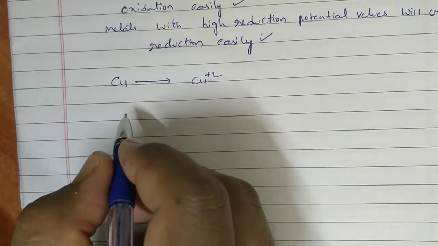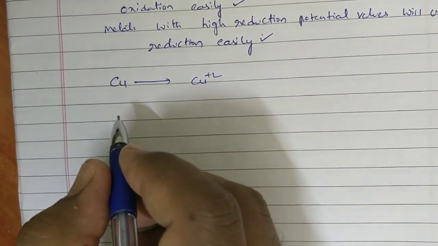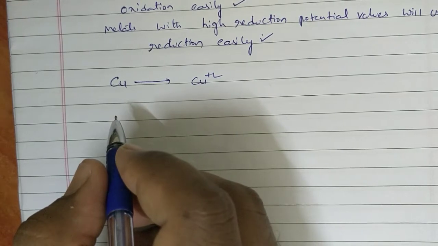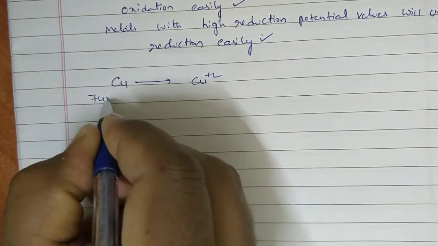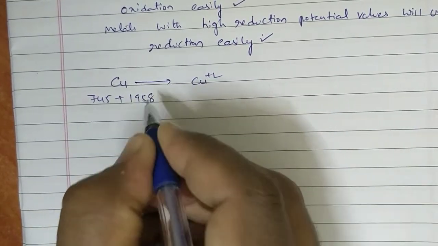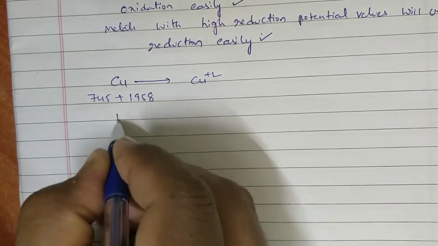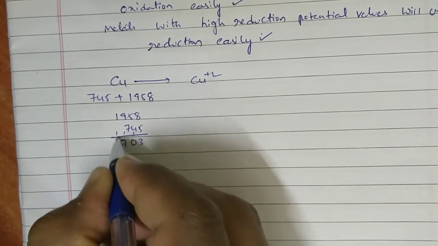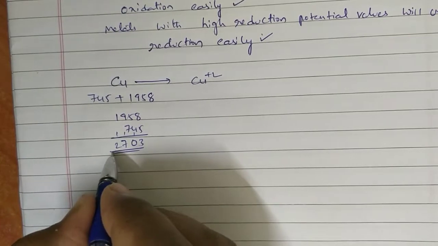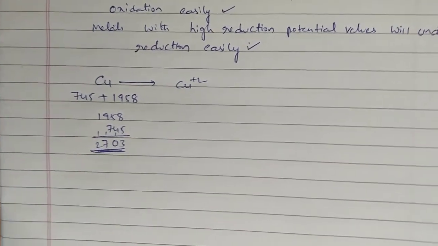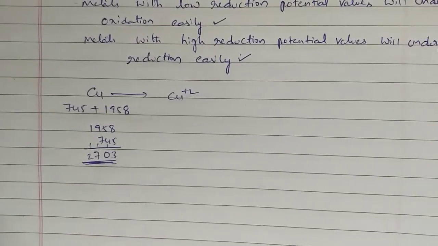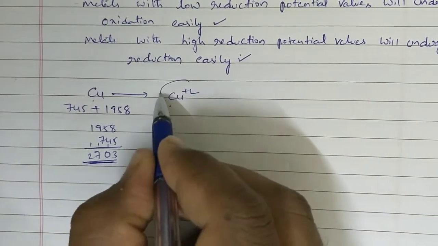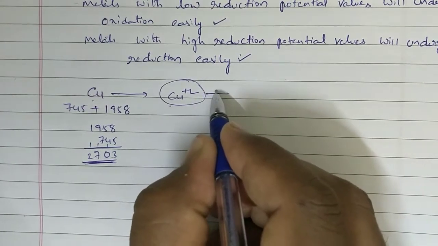In previous class, we have seen the ionization enthalpies. For the conversion of copper to Cu+2, (745 plus 1958) total, 2703 kilojoules per mole of energy should be required. It is a very high amount of energy. We are giving that much energy to convert copper to Cu+2. Actually, Cu+2 must be present in aqueous solution.